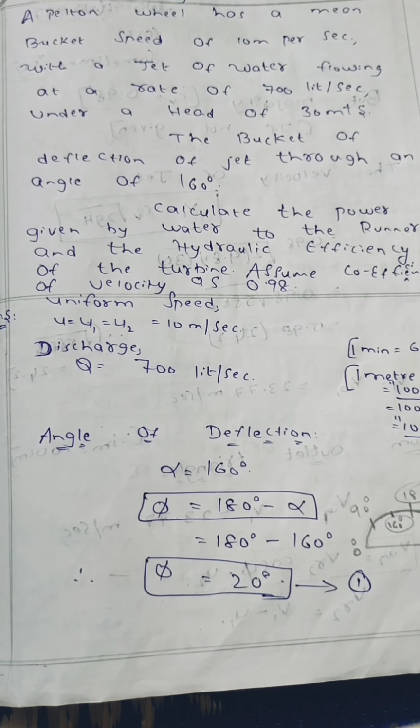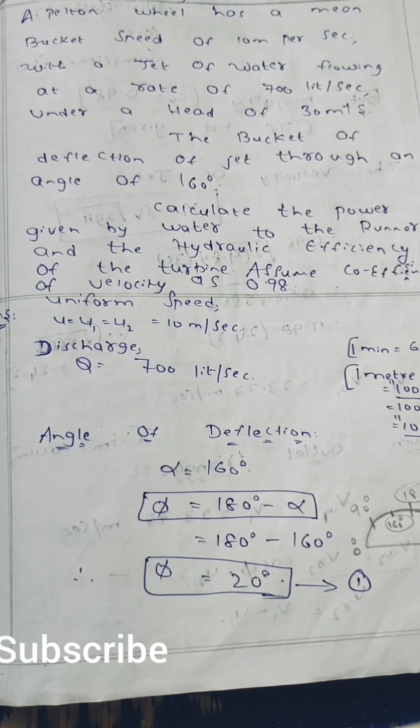Take the coefficient of velocity as 0.98. Now, write the given data. Uniform speed u equals u1 equals u2, which is equal to 10 meters per second, because this is the only speed which was given. Next, discharge Q equals 700 liters per second. This was also mentioned in the question.